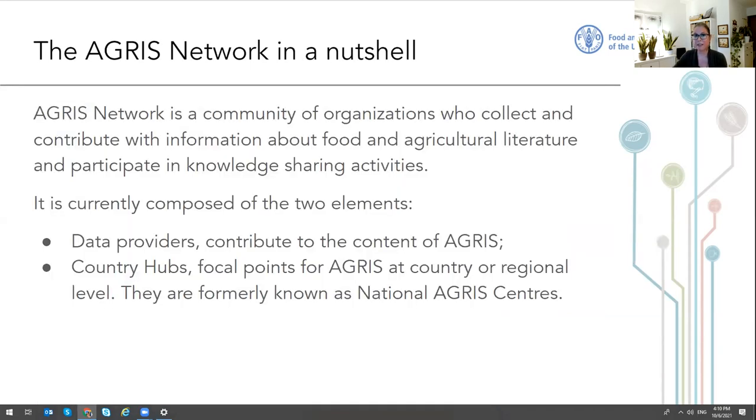So in a nutshell, this network is composed of two elements. One is the data provider itself, which is contributing. And then we have what we call the country hubs, which are the focal points for Agris at country level and also regional. They are also providing capacity development support to those organizations that don't know much about metadata, don't know how to generate the metadata, et cetera. And perhaps they are not even speaking English in these organizations, but they want to be part of an international community.